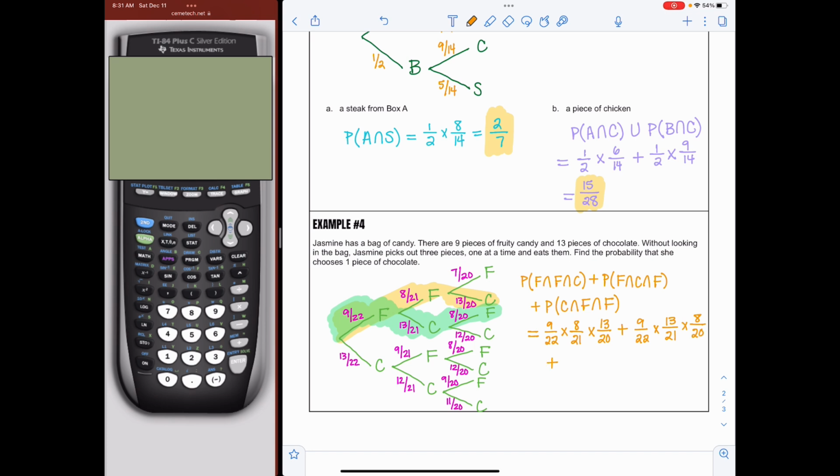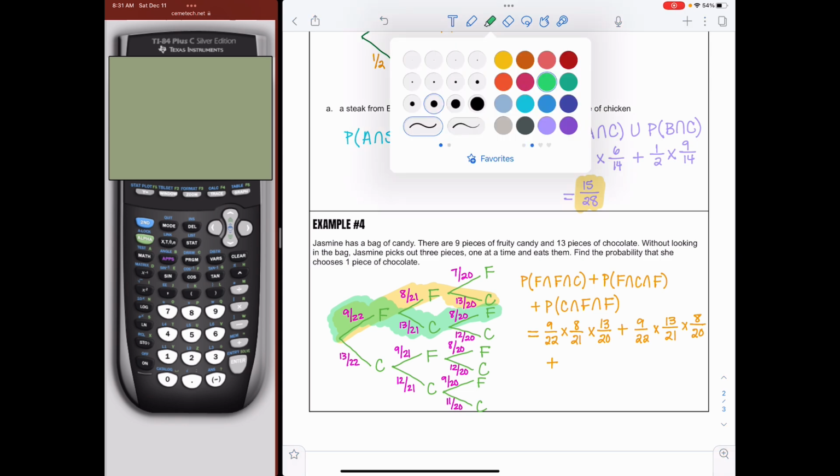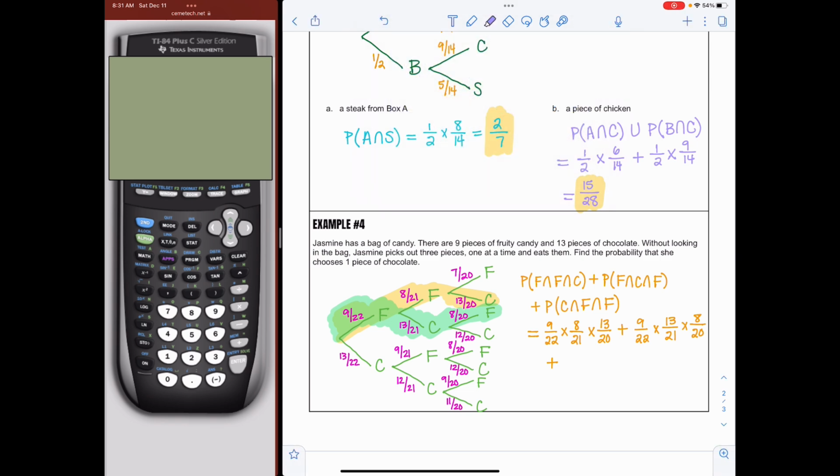Or she can get a chocolate one first and then 2 fruities. So I'm basically following the path of the tree, which is going to be 13 out of 22 times 9 out of 21 times 8 over 20.